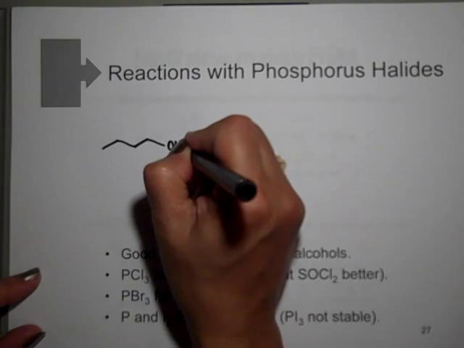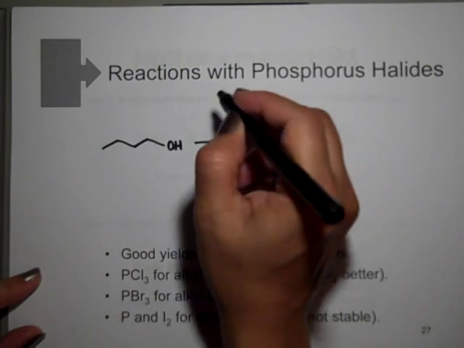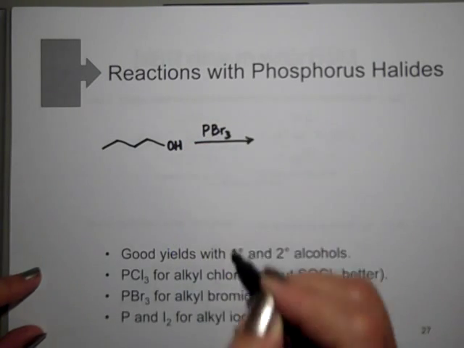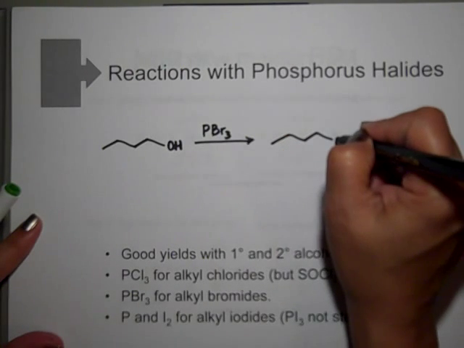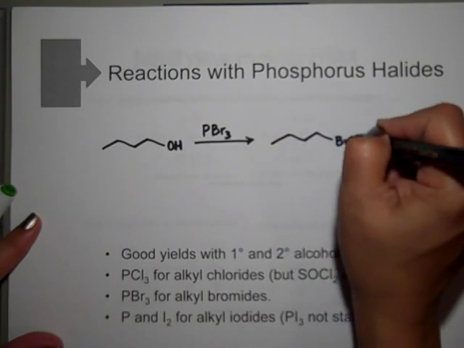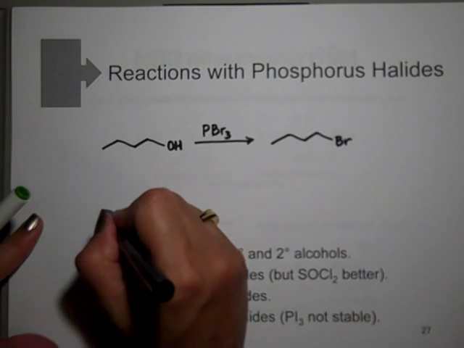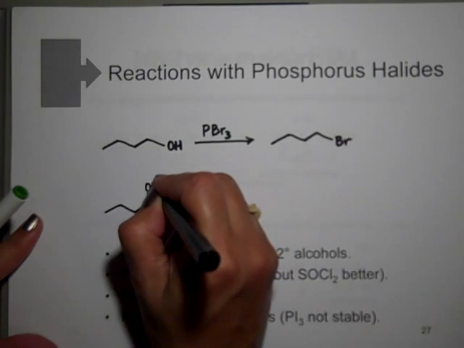You take your alcohol and you add your phosphorus trihalide. This one is phosphorus tribromide. And the reaction will substitute the OH for the bromide. It's a nice little substitution. It works for primaries, secondaries. It works for tertiaries too.